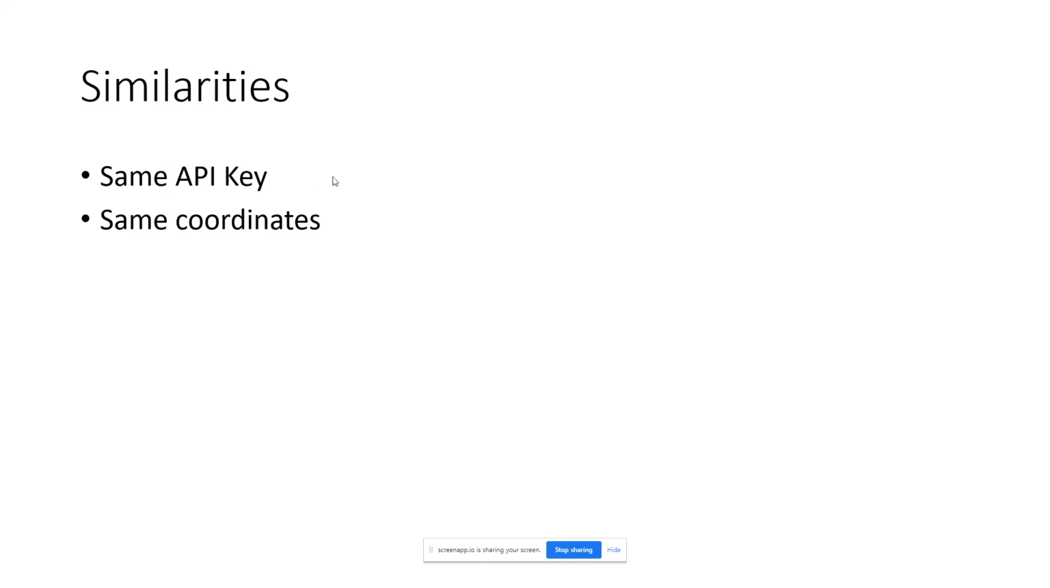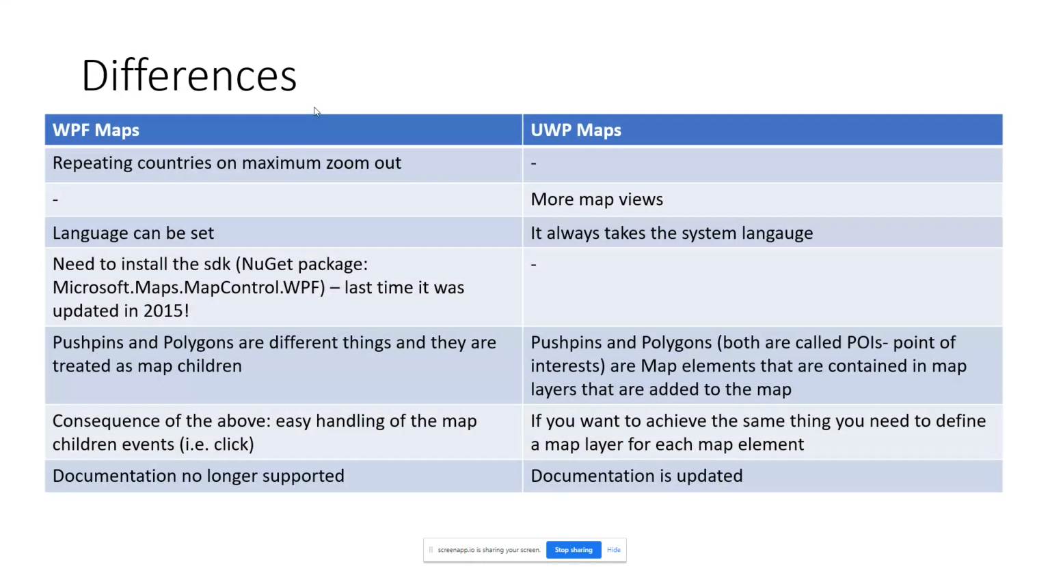Well, similarities: the same API works for both maps, for both user controls, I would say. You can work without it as well. You'll just gonna get a message as I'm gonna show you, and the same coordinates. So same coordinates means if you push a pinpoint to the map on one, let's say Windows presentation map, and you want to display the same pin with the same coordinates, you're gonna get it in exactly the same place. It's something that I wanted to mention.